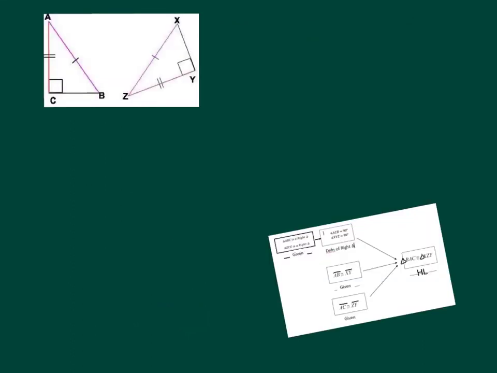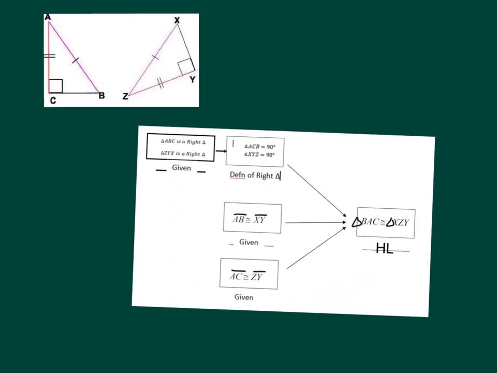Okay, let's see what a proof using HL would look like. You can see we have 2 triangles here, triangle ABC and triangle XYZ, and we can see by looking at them they're right triangles. We see the right angles marked, and if we look carefully we can see that the hypotenuses are equal to each other and they have a pair of equal legs.